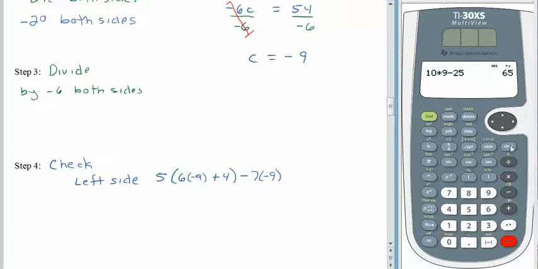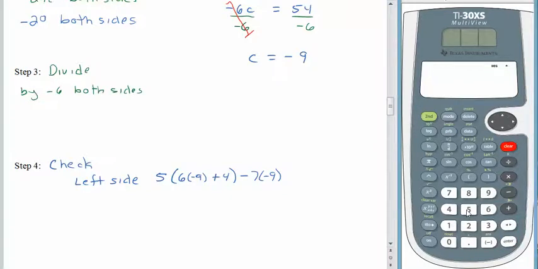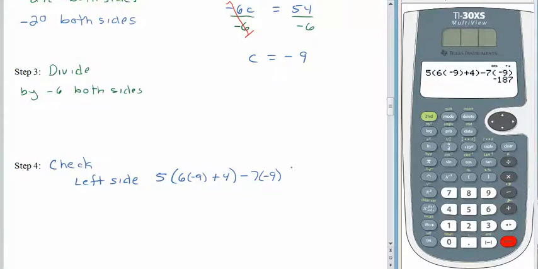You can, of course, enter this into your calculator exactly the way that you see it. 5 parentheses, 6 more parentheses, negative 9, close parentheses, plus 4, close the other parentheses, minus 7, parentheses, negative 9. Right, the calculator knows what all the different parentheses are trying to tell it, and this comes out to be negative 187. All right, your job, evaluate the right-hand side, see what you get, and then come back.